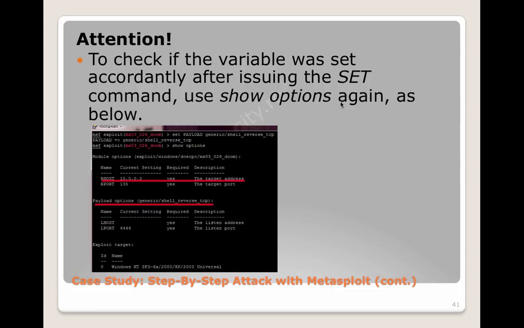To check if all variables are properly defined, you can use show options again. If they are okay, they should be shown as in the output, as those underlined. We can see that one more variable is required in this case, and that is the local host or LHOST variable. This would be the IP address to which the target should connect after a successful exploitation.